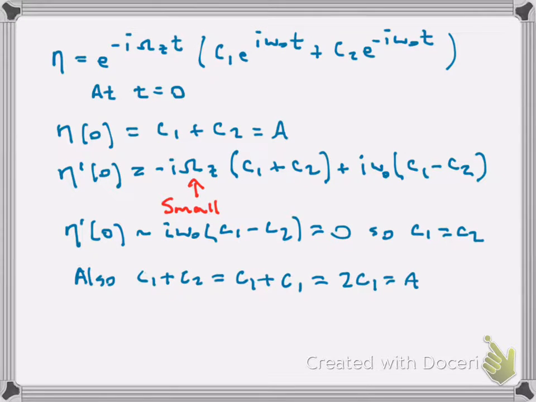When I combine that with the previous condition, I get that C1 plus C2 is A, but C2 is equal to C1, so C1 plus C2 is the same as C1 plus C1, which is equal to 2 times C1, and all of that has to be equal to A. And so that gives me that C1 is equal to A over 2, but since C2 is equal to C1, C2 is also equal to A over 2.